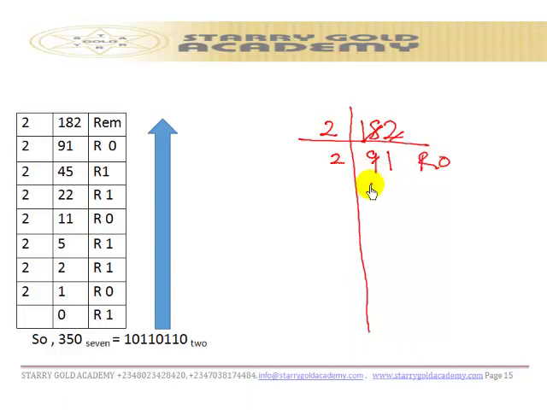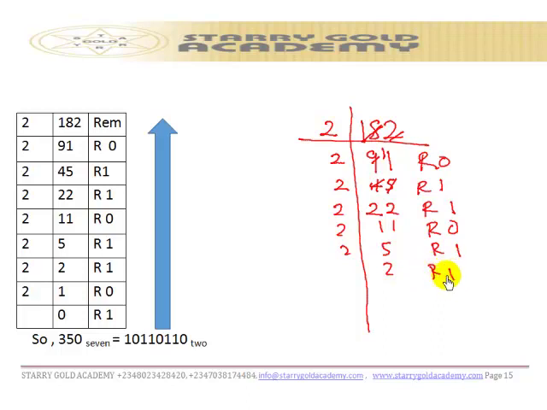2 in 9 is 4. Remainder 1. 2 in 11 is 5. Remainder 1. Use 2 again. 2 in 4 is 2. 2 in 5 is 2. Remainder 1. 2 in 22 is 11. No remainder. Remainder 0. 2 in 11 is 5. Remainder 1. 2 in 5, 2. Remainder 1. 2 in 2 is 1.